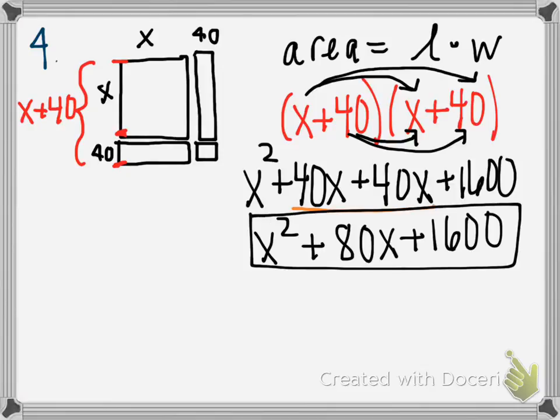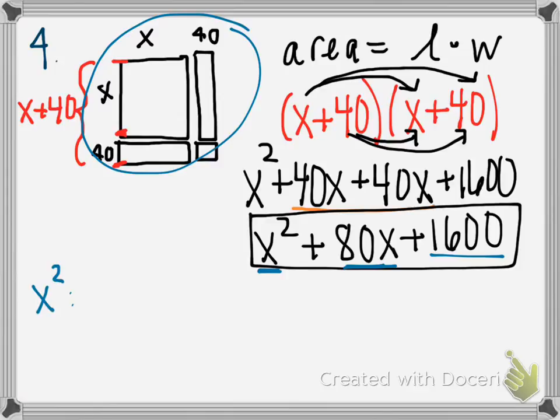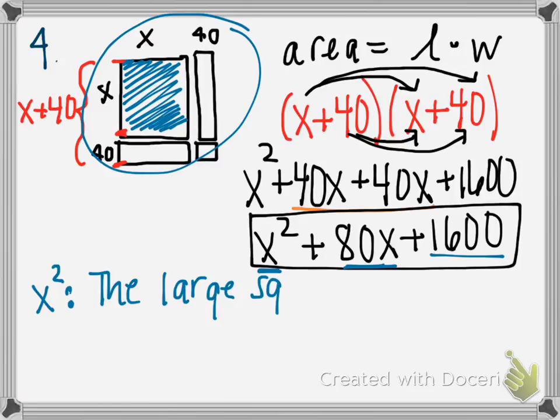Alright, the second part then says explain how your expanded form is demonstrated in the area model. So looking back at the picture, we're going to look at what we got for the expanded form and find where x squared is, where 80x is, and where the 1600 is in our picture here. Well, if we're trying to figure out what x squared represents, looking at my picture, which piece has an area of x squared? Well, it would be the shaded square here, the original parking lot, because x times x is x squared. So it's the large square's area, or you could also say the original parking lot.